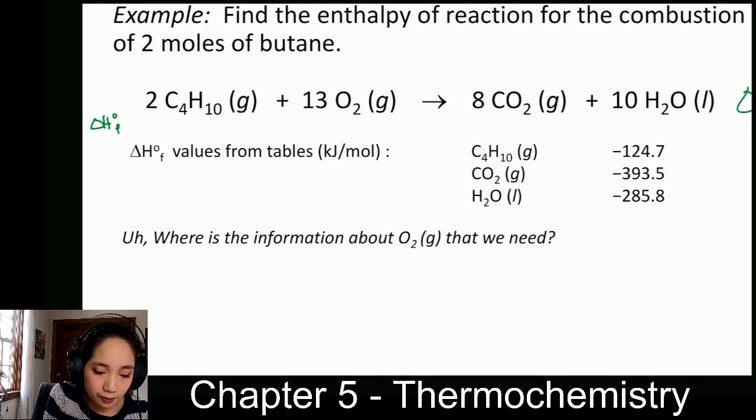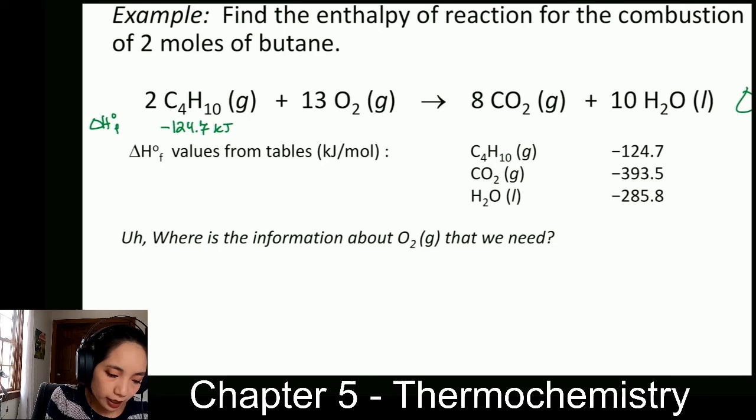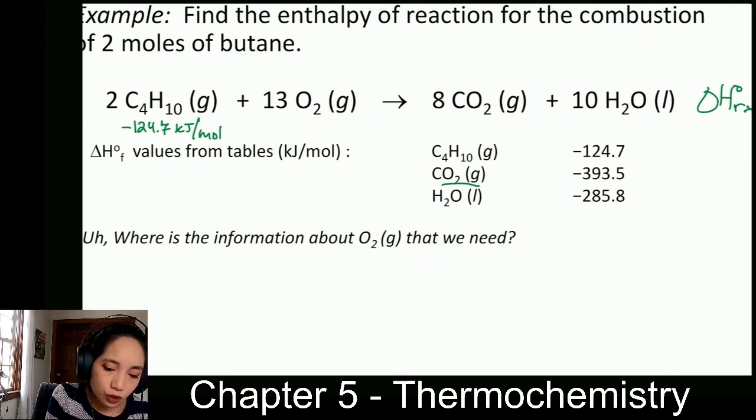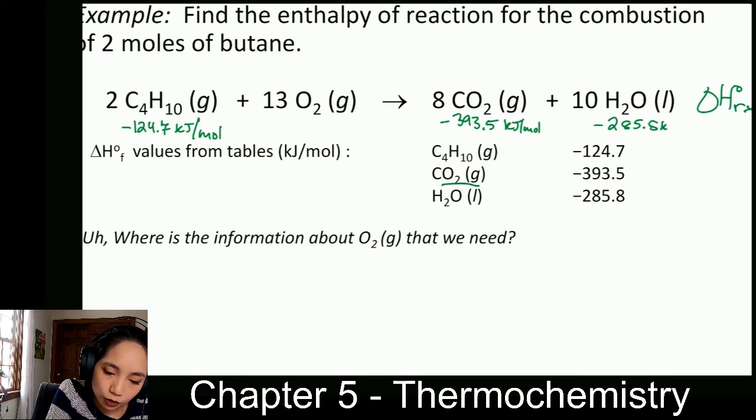So I see C4H10, that is negative 124.7 kilojoules. Is that what? Yeah, kilojoules per mole. CO2 gas is negative 393.5 kilojoules per mole. And then water in liquid form is negative 285.8 kilojoules per mole.